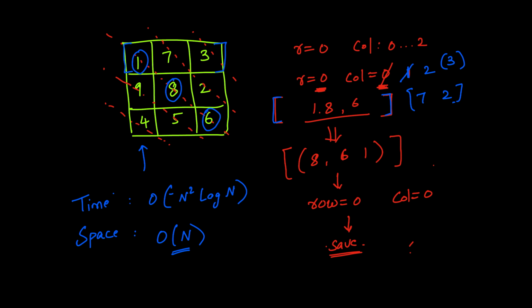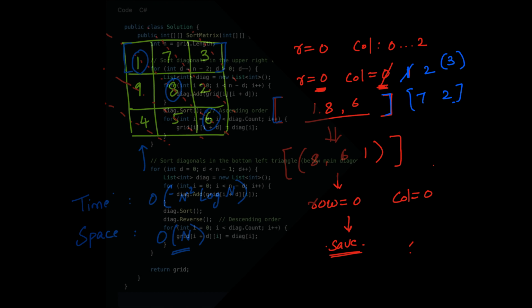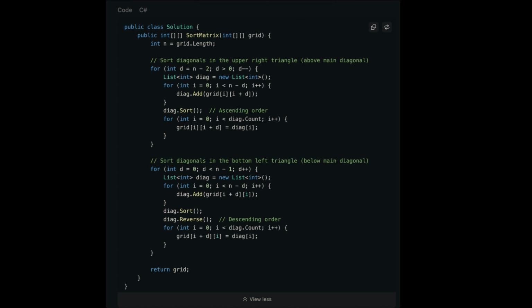I hope you are able to understand the explanation. Let me show you how we can implement this using C#. In this C# implementation, I have two for loops. The first one is to iterate through the upper right triangle, while the second one is to iterate through the bottom left. Inside the for loop, I have initialized a variable diagonal which is of type list of integer, and I will be saving all of the elements in a particular diagonal in that collection.